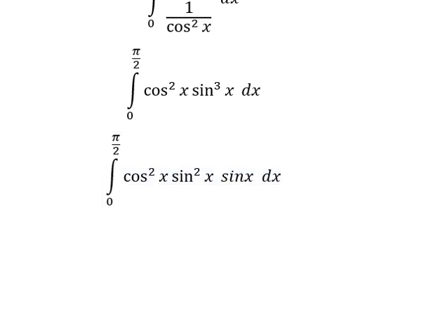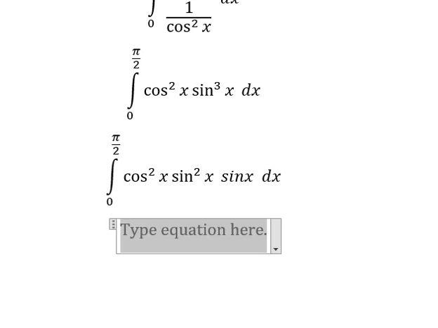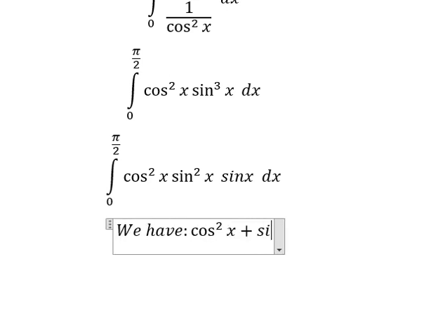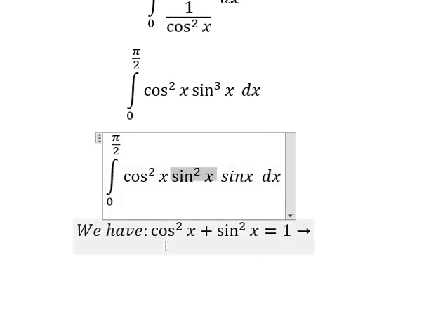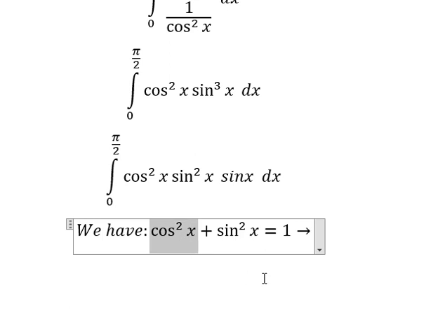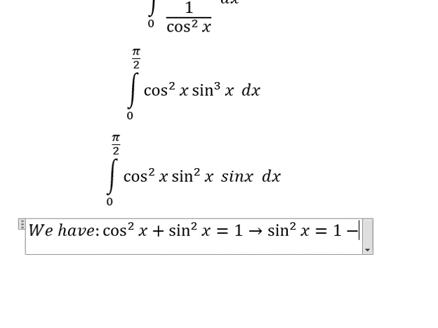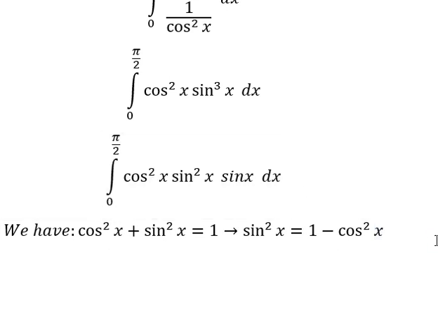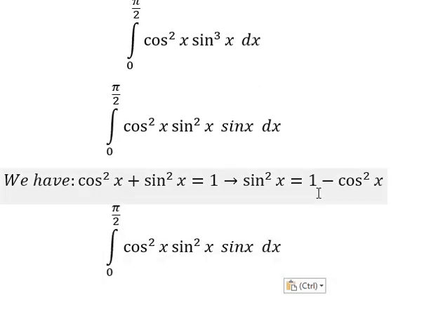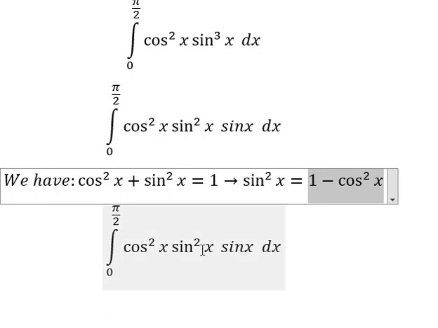Next, we have the formula in here. Because we have sine s squared, I will put cosine s squared to the right. So sine s squared we change by this one.